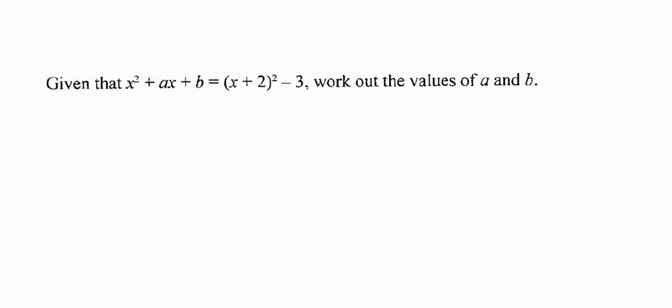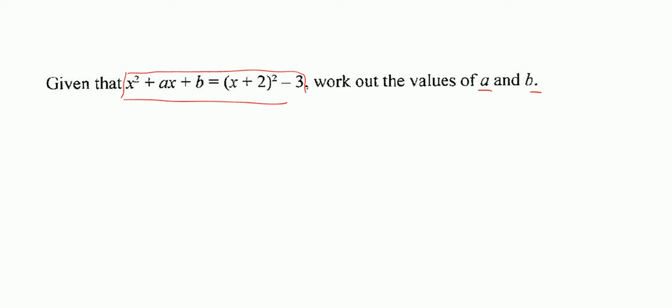And the last part of the question, they told us that x squared plus ax plus b is equal to x plus 2 all squared minus 3. Work out the value of a and b. So this is essentially what they've done here. They've given us an identity, right?